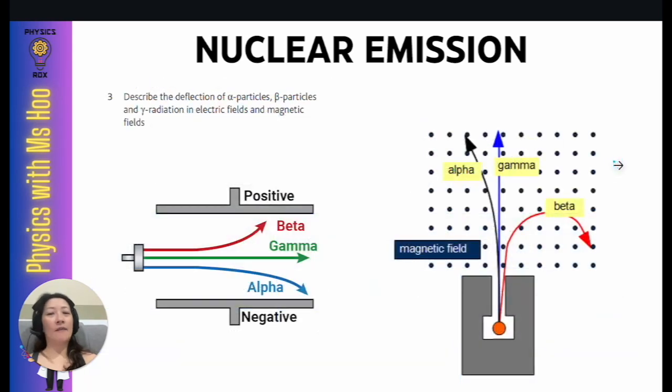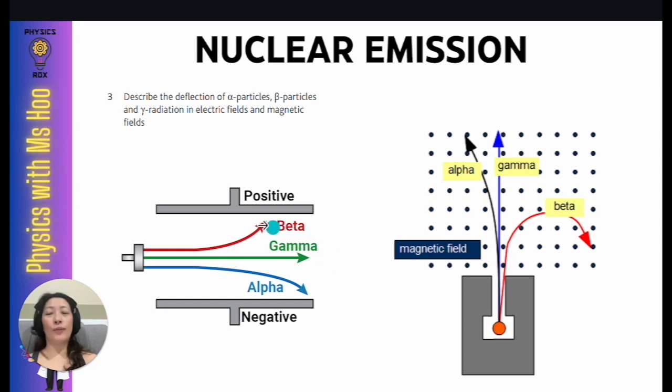Now let's take a look at the deflection of alpha, beta, and gamma in electric fields and magnetic fields. What we're looking at here on this diagram are two plates. One is positively charged while the other is negatively charged, which creates an electric field between these two plates. When we direct the radioactive radiation within this field, we'll find that alpha will be attracted to the negative plate because it's positively charged, whereas beta will be attracted towards the positive plate because it's negatively charged. Gamma has no charge, so there will be no deflection because it's not attracted to either one. That's why it travels in a straight line.